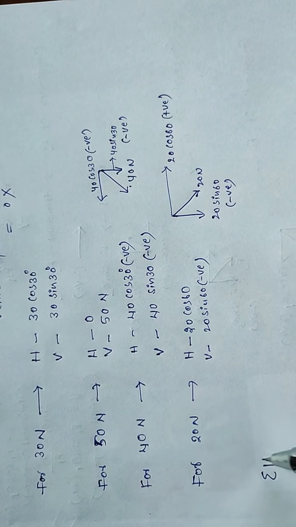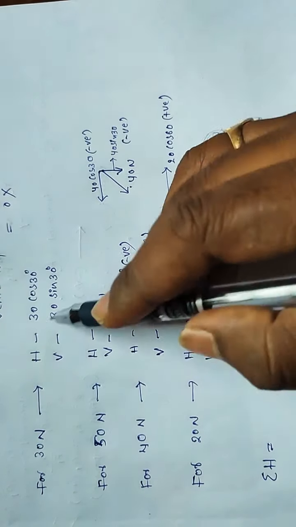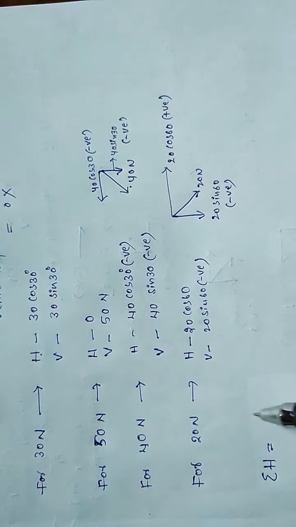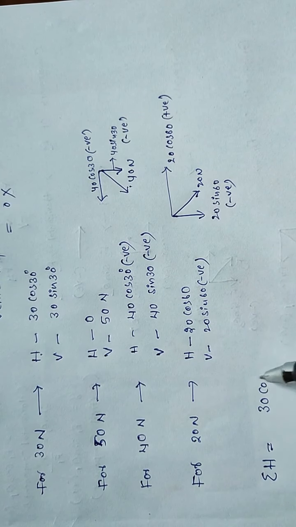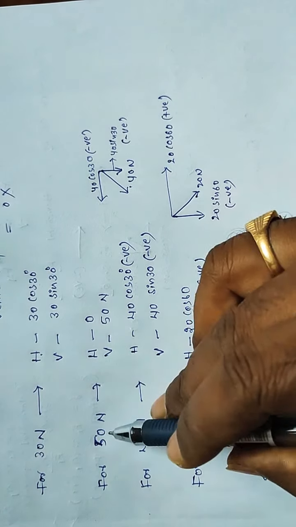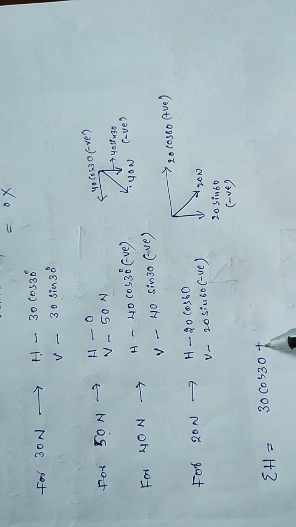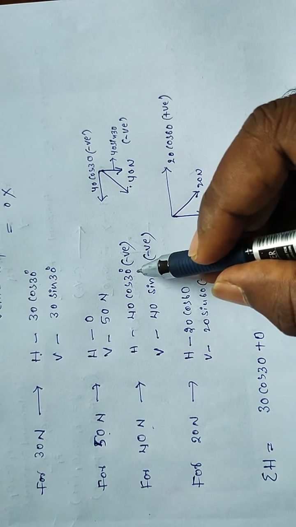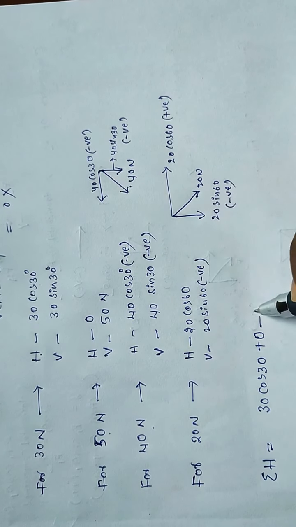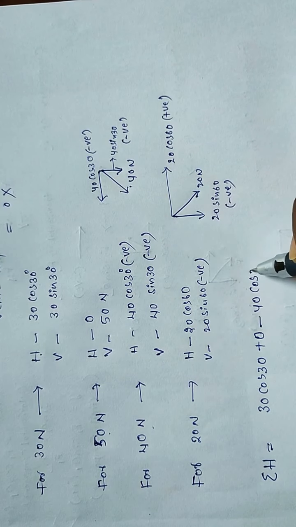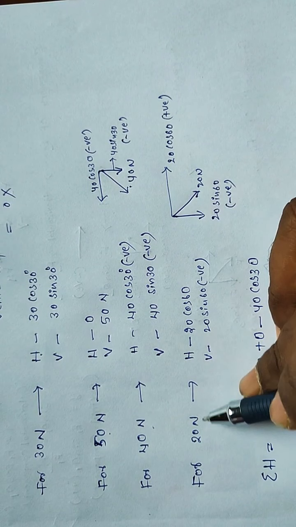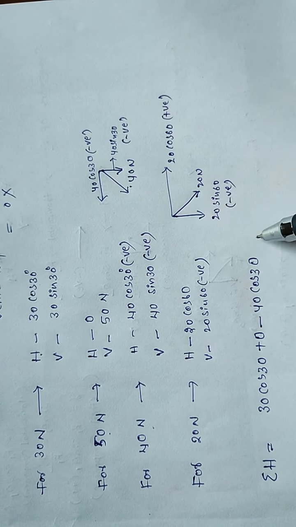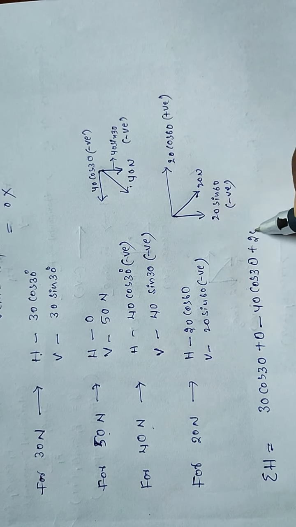So summation of all the horizontal components, sigma H, equal to horizontal components. First 30 cos 30. For 50 Newton horizontal component is 0. For 40 Newton horizontal component is 40 cos 30 and it is a negative value, so minus 40 cos 30. For 20 Newton horizontal component is 20 cos 60.